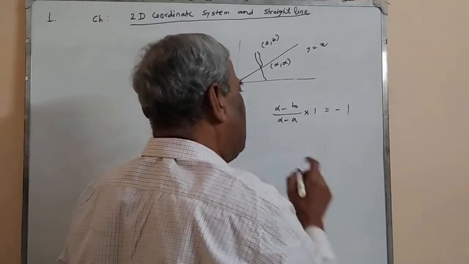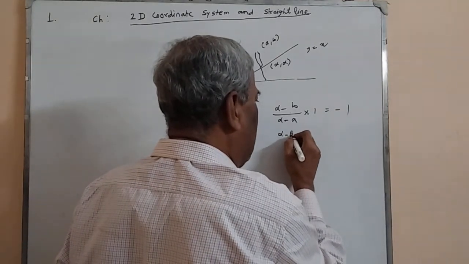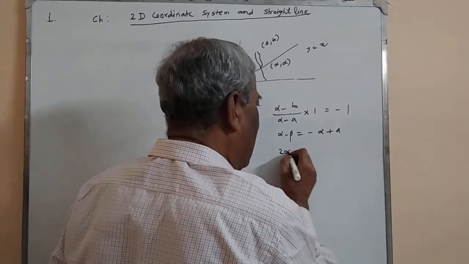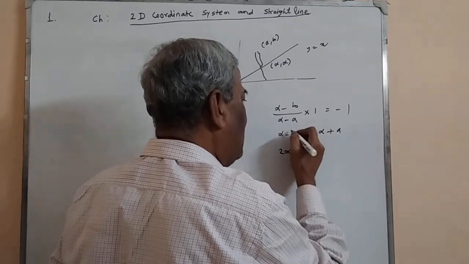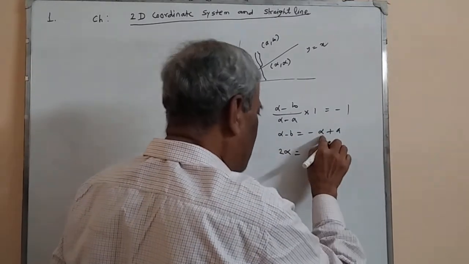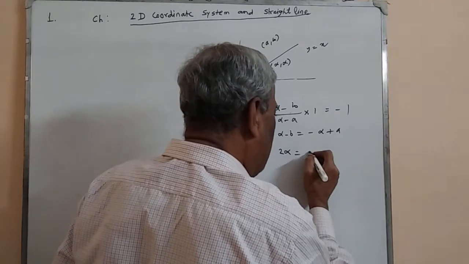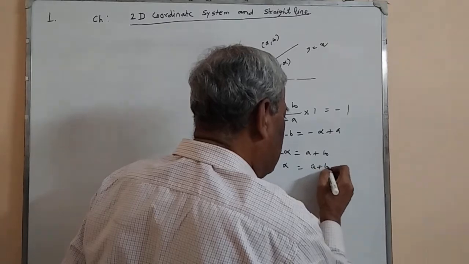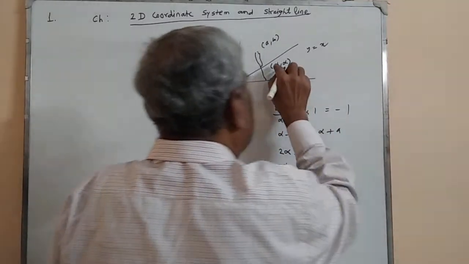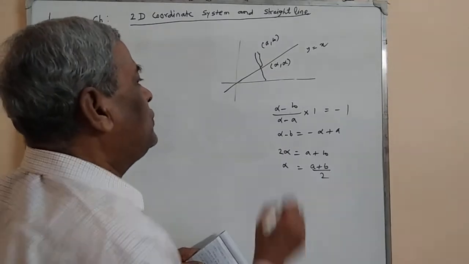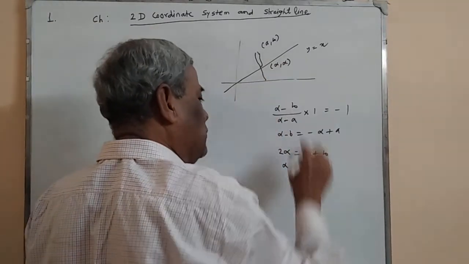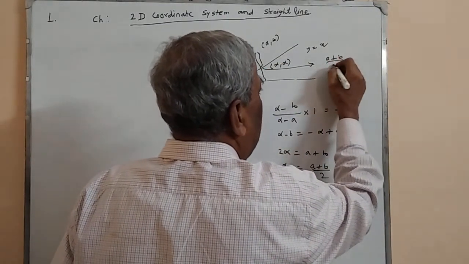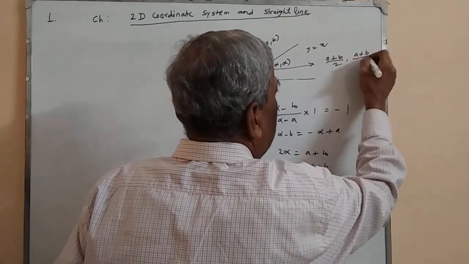So multiplying, we get alpha minus B is equal to minus alpha plus A. So 2 alpha is equal to A plus B. Alpha is equal to (A plus B) by 2. So this point is (A plus B) by 2 comma, again alpha, so (A plus B) by 2.